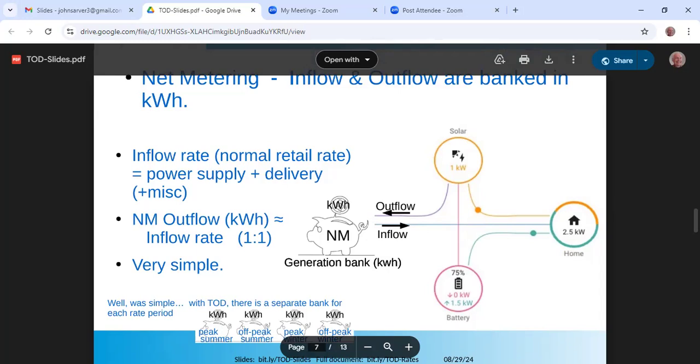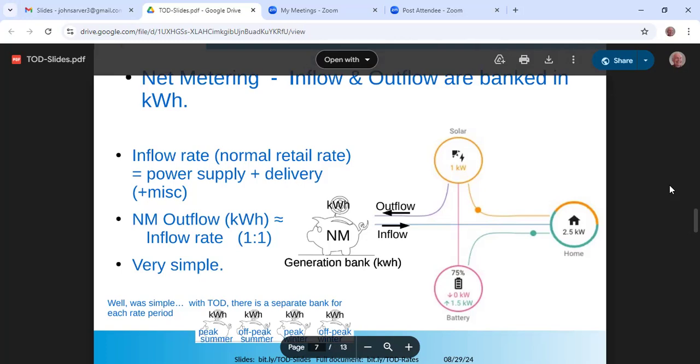And if you use a kilowatt hour, you take out 1 kilowatt hour from your piggy bank. It used to be very simple when you just had a flat rate, the same price all the time. But with a time of day rate, there's different buckets. There's different times. There's summer and winter, peak and off peak.